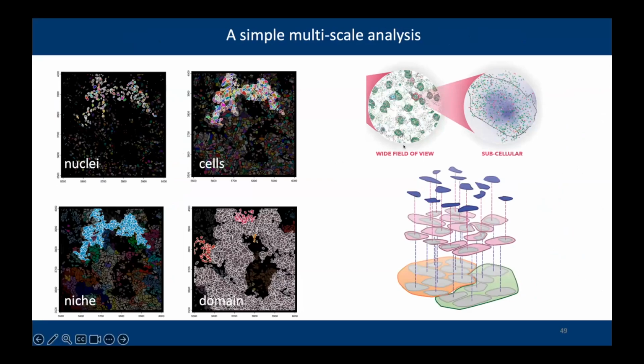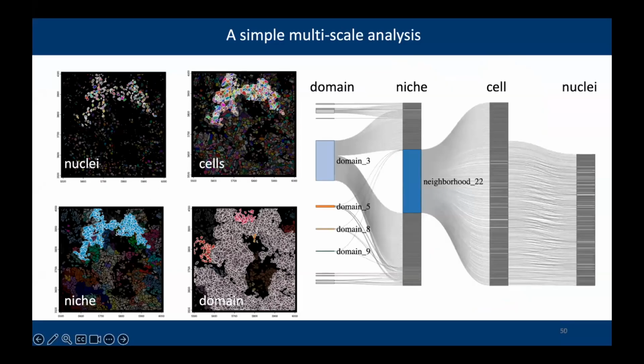Using MERFISH data, you have these individual transcripts, and you can assign them to individual cells. But these can also be individual nuclei, or larger domains. It all depends on how you segment and what additional annotations you have on top of everything. We did this for the same subset of MERFISH data here, where you have nuclei, cells, a niche, and a domain. You might identify a specific niche as interesting, and you can very easily, using these Sankey plots, link the specific associations between all these different spatial annotations.